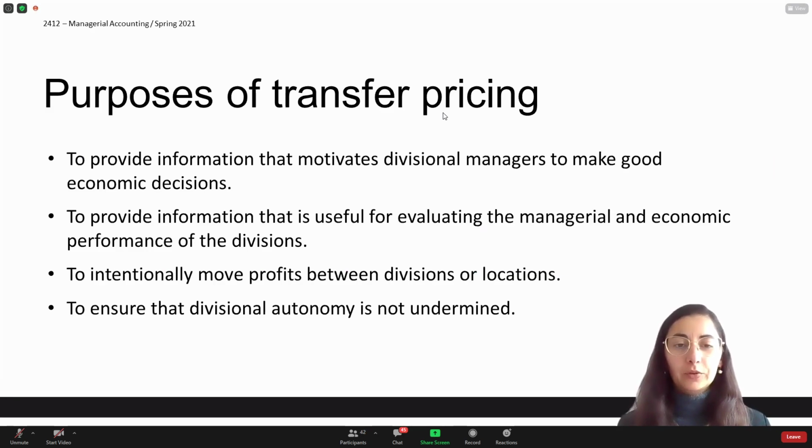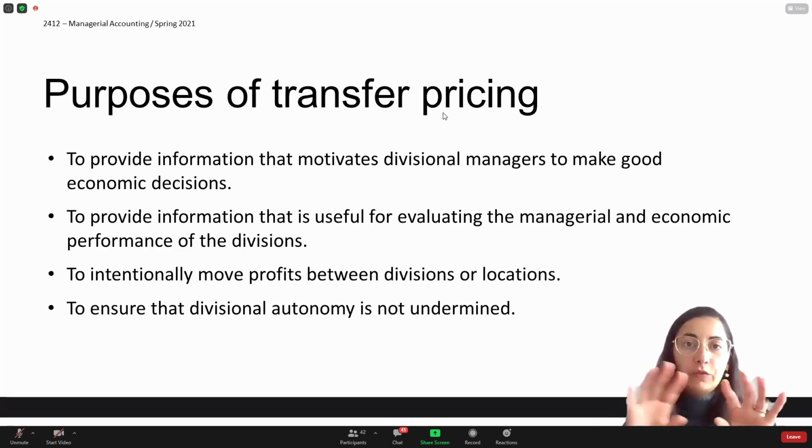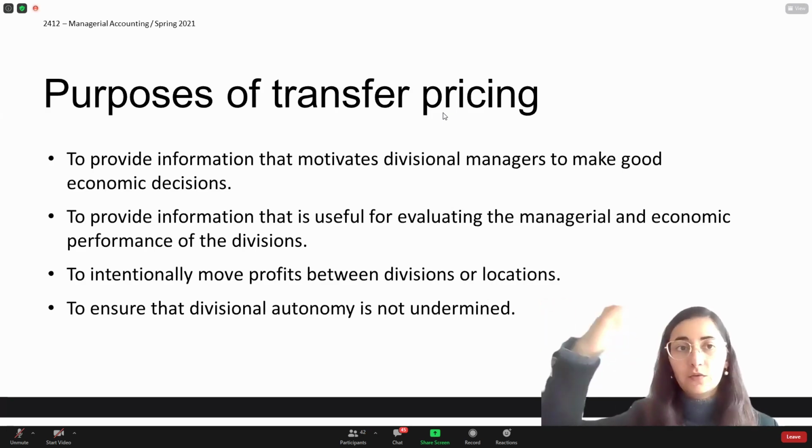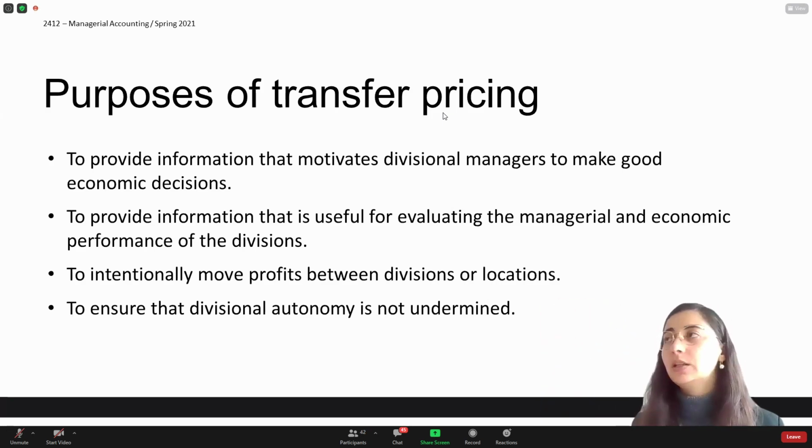Now, when we talk about these different divisions, what we see very often is divisions working for other divisions. If we have, for instance, Unilever here in Portugal, and they have a factory to produce soap, they also sell the soap they produce in Portugal to other divisions, the division in Spain, the division in France. They produce in Portugal and sell to the other divisions. So we need to think about transfer pricing. What will be the price that we will transfer?